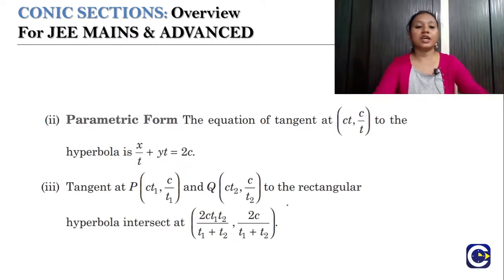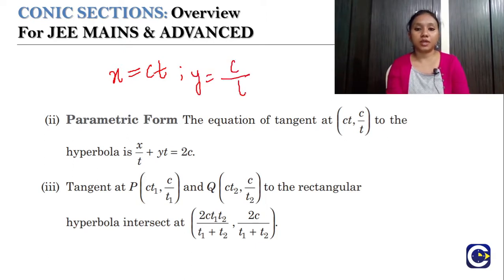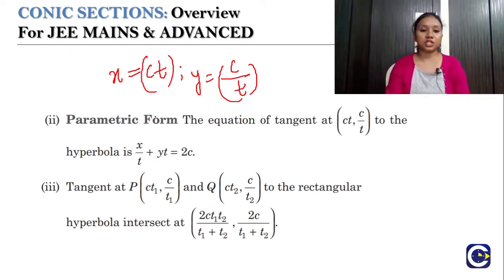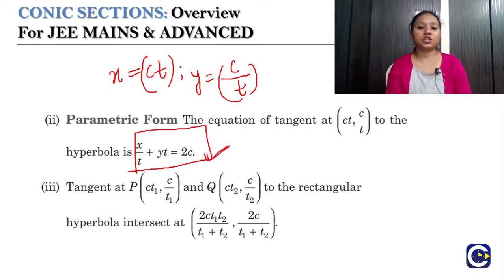In the same way, I can have it in parametric form, and I can also find the point of intersection. In parametric form, we have just seen the coordinates: x is equal to ct and y is equal to c by t. My corresponding parametric form of the equation of tangent is given by x by t plus yt is equal to 2c.